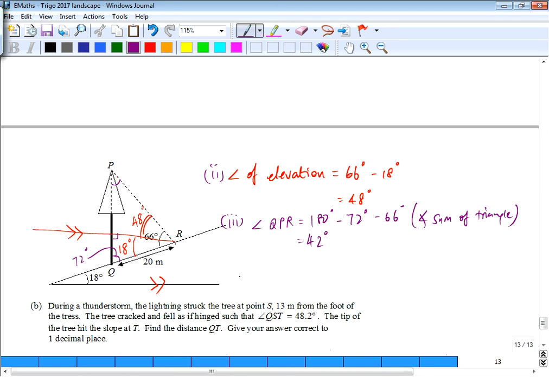Then, using our sine rule, this is Aura, PQ, 42, 66, and 20. We can find what is PQ, which is the height of the tree. PQ over sine 66 degrees equals 20 over sine 42 degrees. Therefore, PQ will be approximately 27 meters.